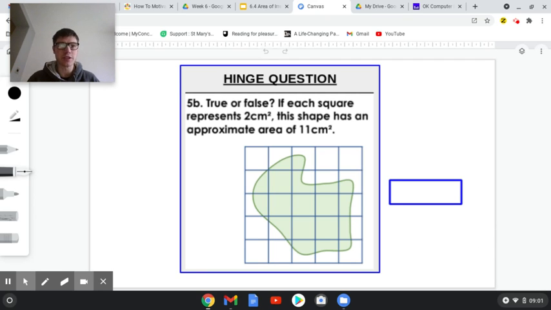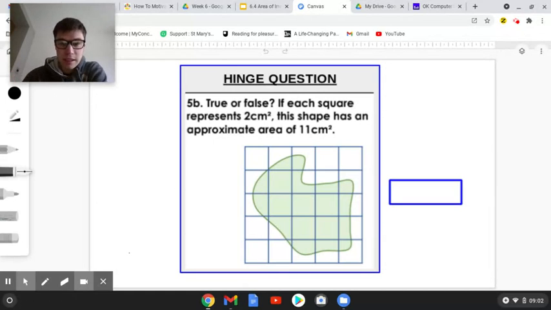So, for your Hinge question today, the question says, is it true or false? If each square represents 2 centimetres squared, this shape has an approximate area of 11 centimetres squared. So what we're going to do is we're going to find out.